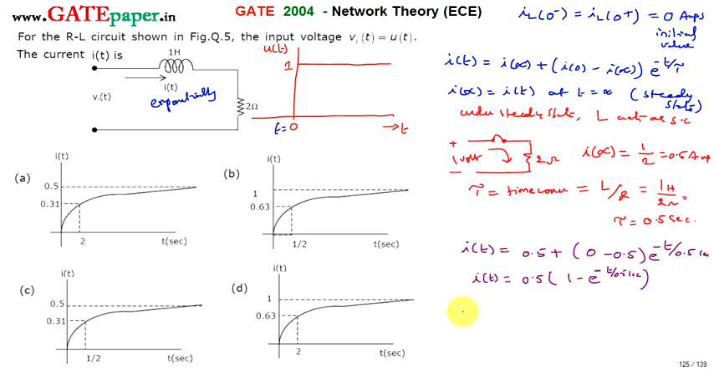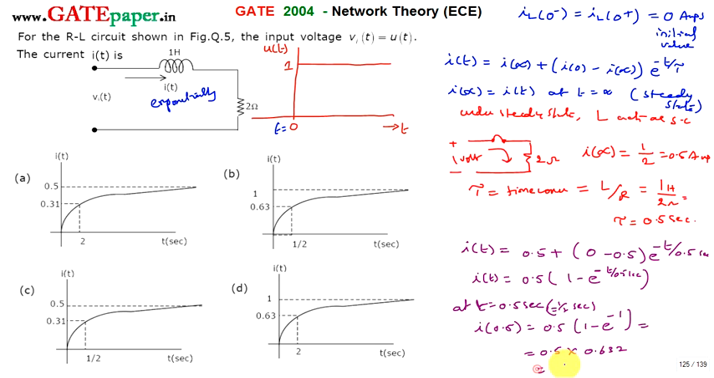So this is the general expression, and we are going to find the current at t equals 0.5 seconds, which is 1 by 2 seconds. Substitute: i(0.5), which is i(1/2), equals 0.5 into 1 minus e to the power of 0.5 divided by 0.5, so it will be minus 1. So this is equal to 0.5 into 0.632.